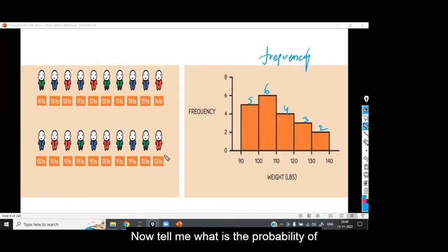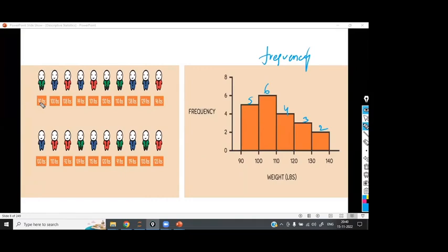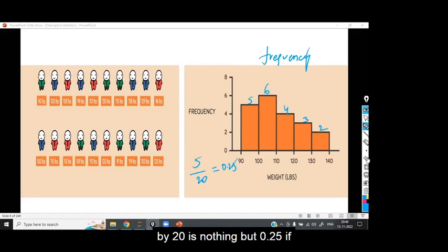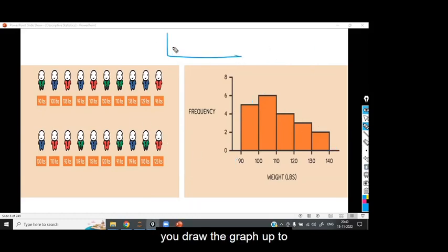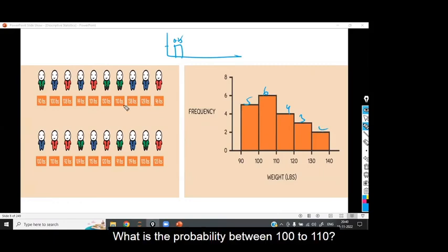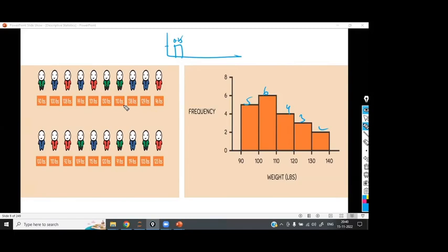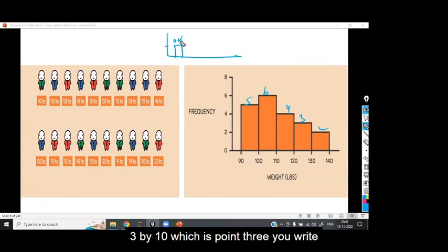Now tell me, what is the probability of weight between 90 to 100? It is nothing but 5 by 20, which is 0.25. If you draw the graph, the height is 0.25. Now this is 5, 6, 4, 3, 2. Now what is the probability between 100 to 110? 6 by 20, which is nothing but 3 by 10, which is 0.3. You write 0.3.